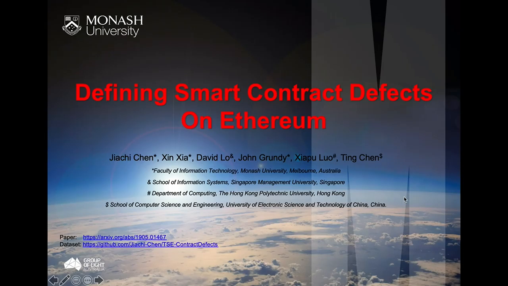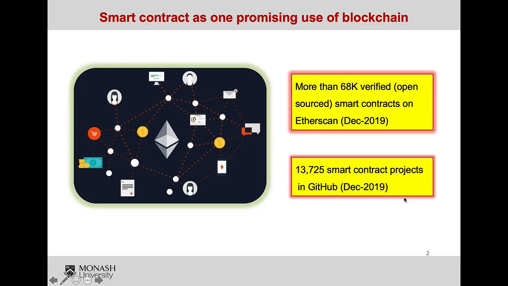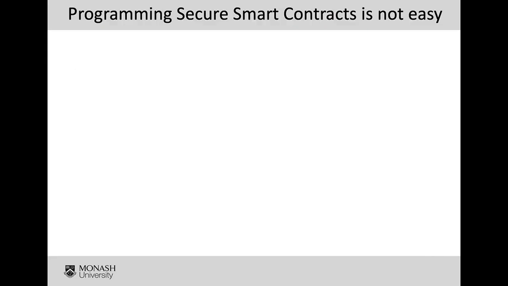Today I will present our journal first paper named Defining Smart Contract Effects on Ethereum. Nowadays, blockchain technology has gained considerable attention from both industry and academia. Smart contract is one of the most promising uses of blockchain, which has been widely used in different areas. Thousands of smart contracts can be found on open source platforms like Etherscan or GitHub.